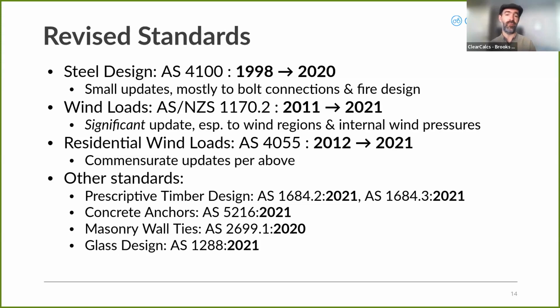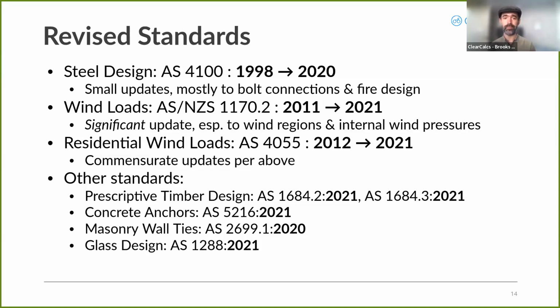We apparently haven't changed steel design very much since then. Wind loads are a very significant update. That has completely updated wind regions, has updated internal wind pressures, and a number of other factors as well. Residential wind loads is based on the 1170.2 standard, so commensurate updates have happened there.